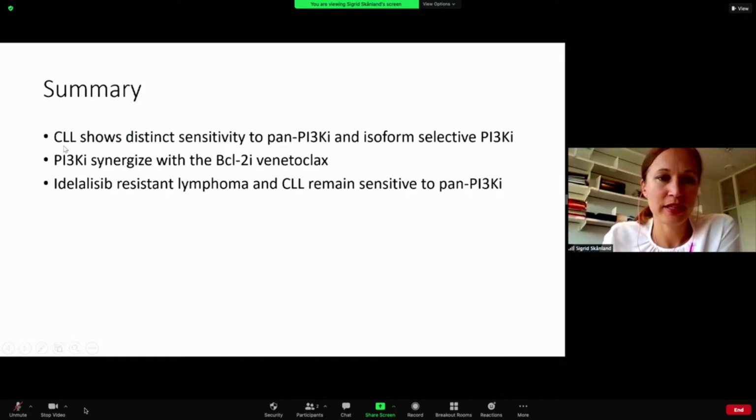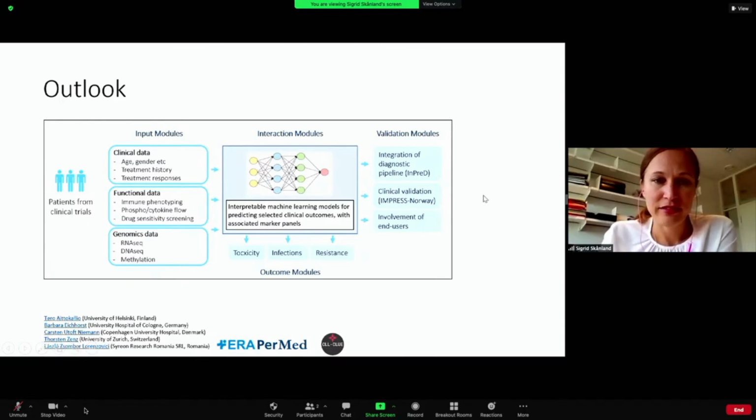And we have also shown that CLL cells show distinct sensitivity to pan inhibitors and isoform selective PI3 kinase inhibitors. And we see synergy between PI3 kinase inhibitors and the BCL2 antagonist venetoclax. So we have received funding from the EU to continue on this work. And this is a collaboration between several partners in Europe, where the aim is to develop models that can help guide the treatment of the individual CLL patient.